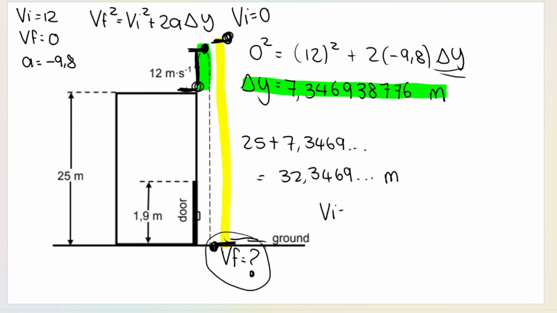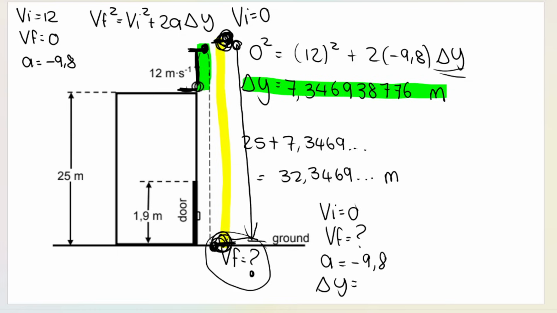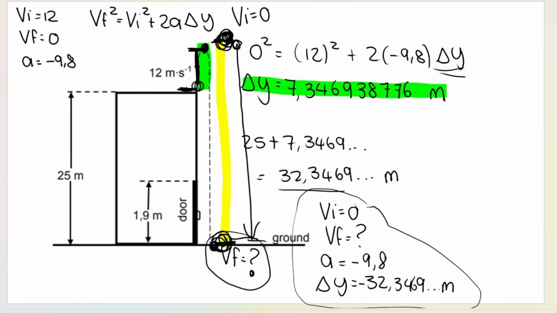So if I use VI as being 0, I'm starting up here. I'm looking for VF, I'm ending down here. Acceleration is going down, it's negative 9.8, and my displacement, delta Y, is starting here and ending here. It's going down, and it's 32, so negative 32.3469, and so on, meters. When using these variables, I can substitute it into my formula, and I'll get the same answer as I got when I did option number 1.